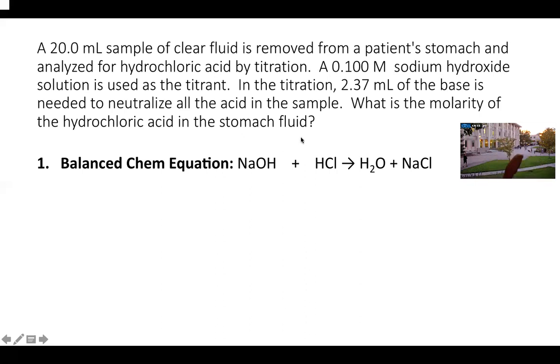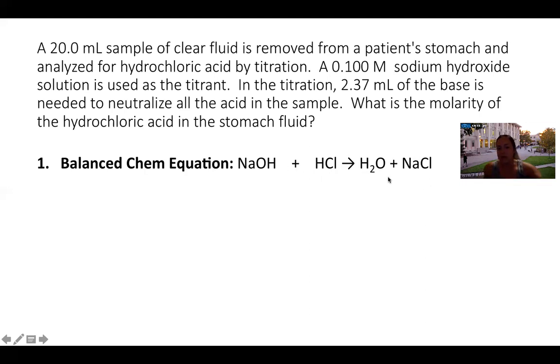So hopefully you guys are recognizing that sodium hydroxide is a base. So down here, when it says 2.37 mL of the base is needed, they're referring to the sodium hydroxide, okay? So again, we're analyzing for hydrochloric acid, we're doing a titration, we're using sodium hydroxide as the base. So we have to come up with a balanced chemical equation between sodium hydroxide and hydrochloric acid. So here it is, NaOH plus HCl. And remember, acid plus base always gives you water and the corresponding salt.